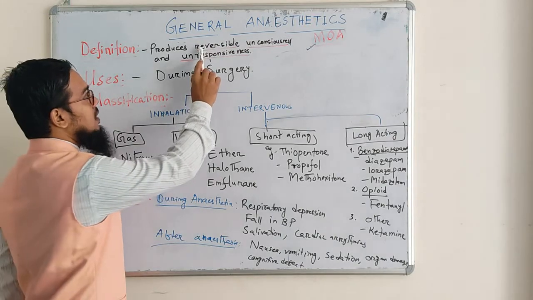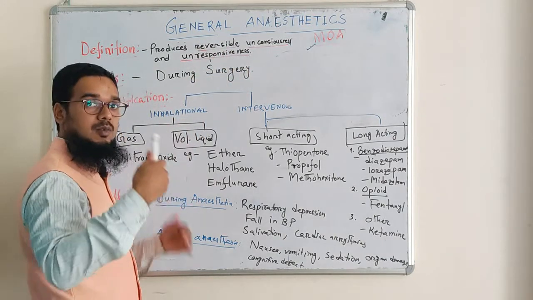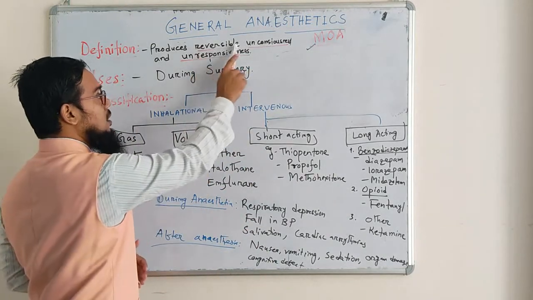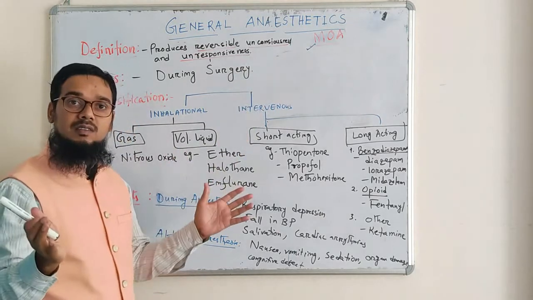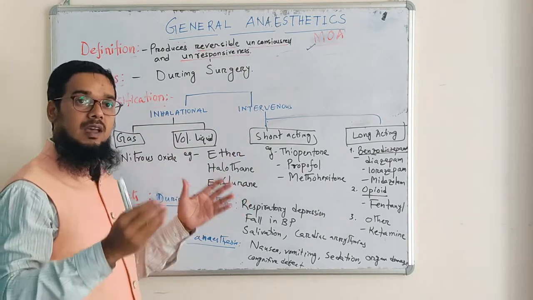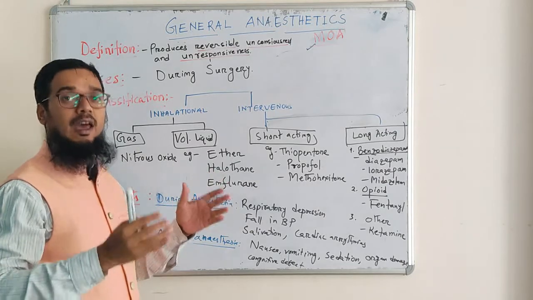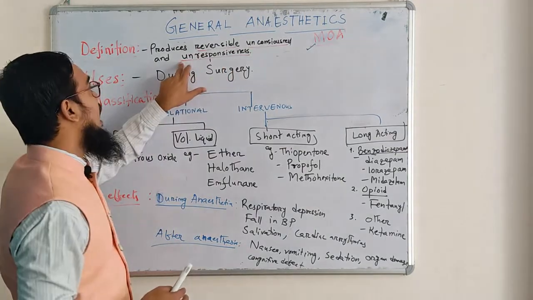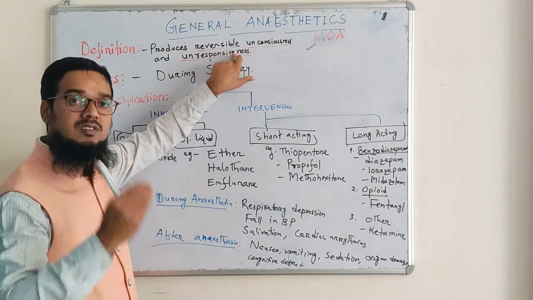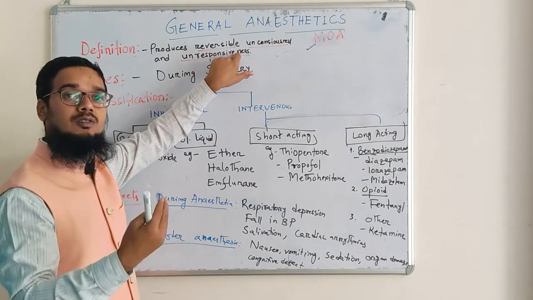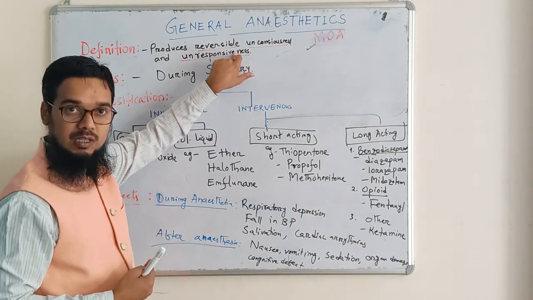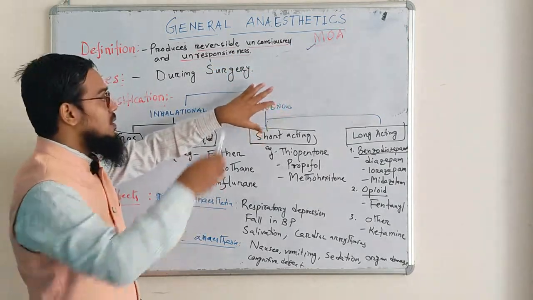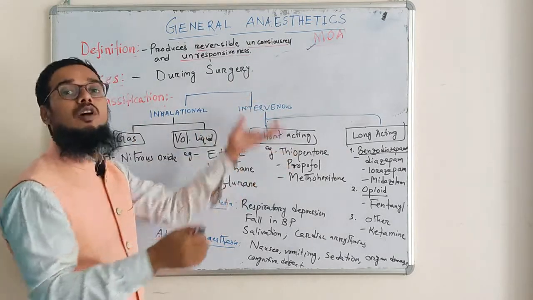They produce reversible, not irreversible, effects. That means after producing unconsciousness, they will recover again. What is the meaning of unconsciousness? Unconsciousness means loss of awareness. They will not be aware; they will become unconscious. And unresponsiveness means they will not respond to external stimuli. For example, if a person becomes unconscious and unresponsive and someone touches them, they will not respond.